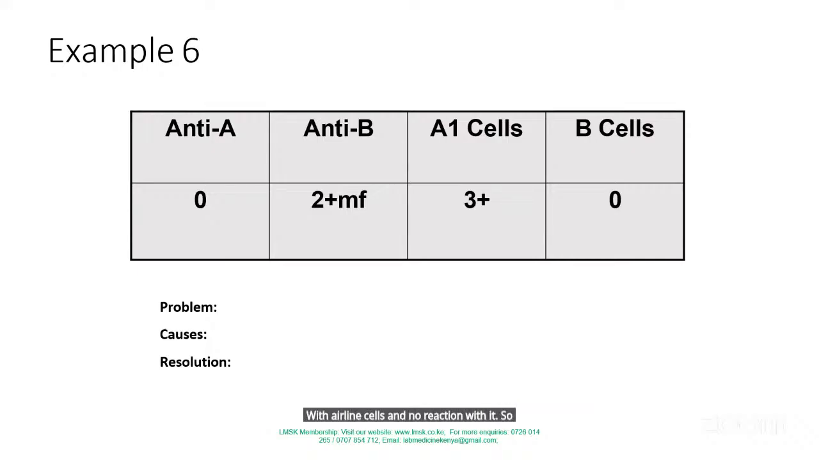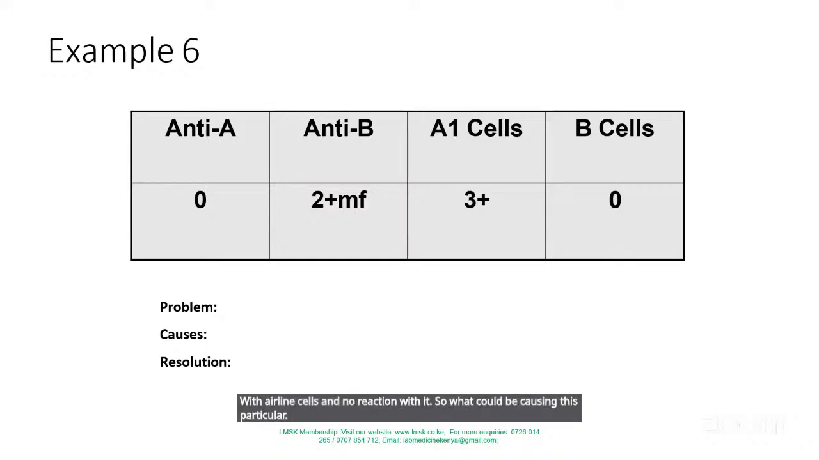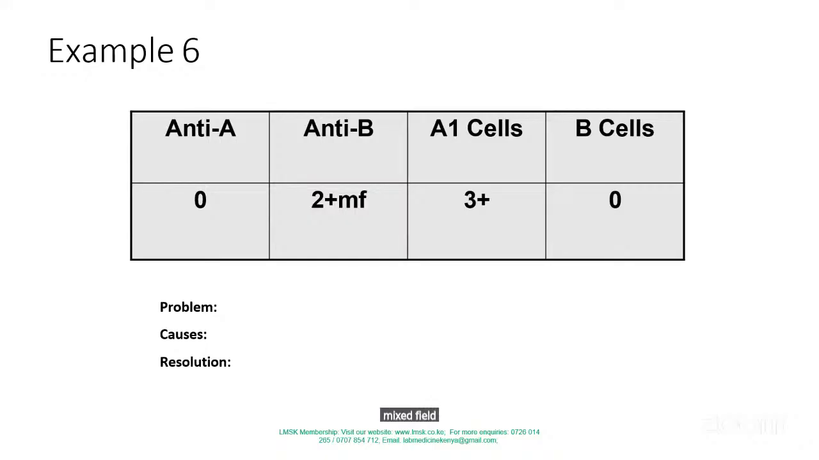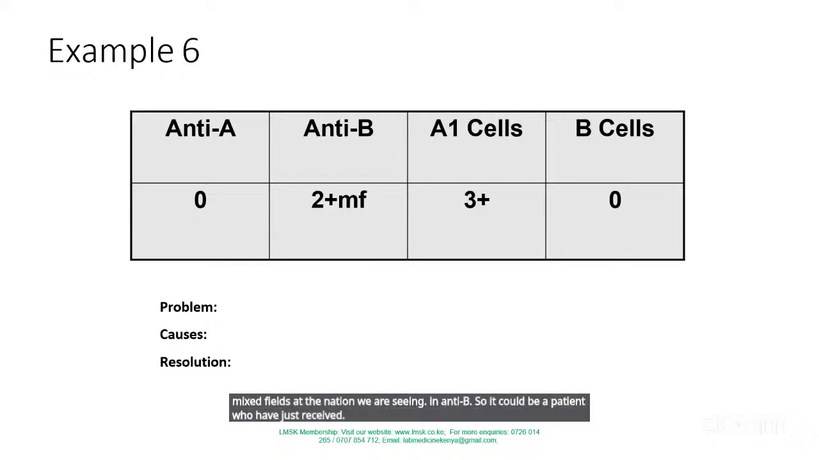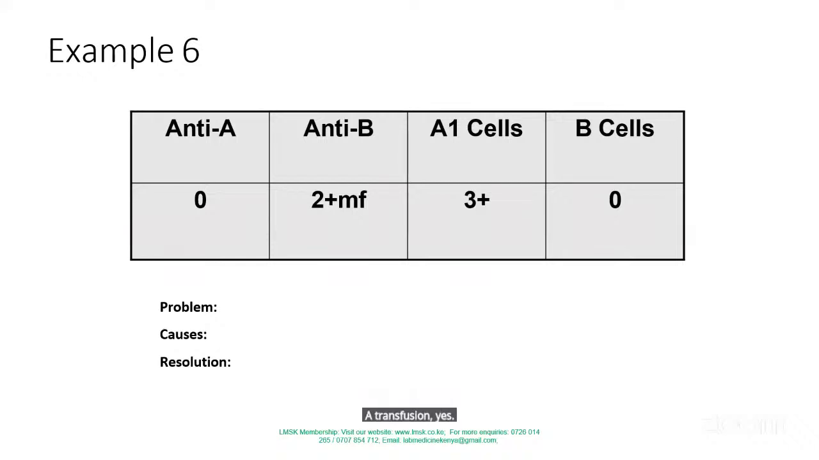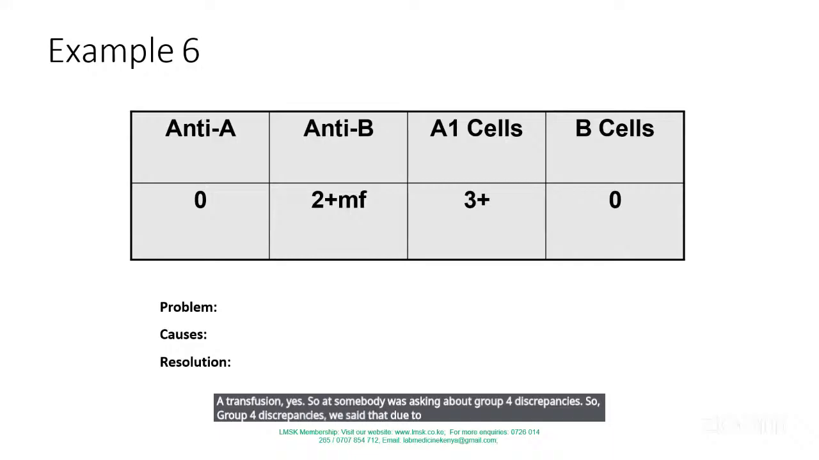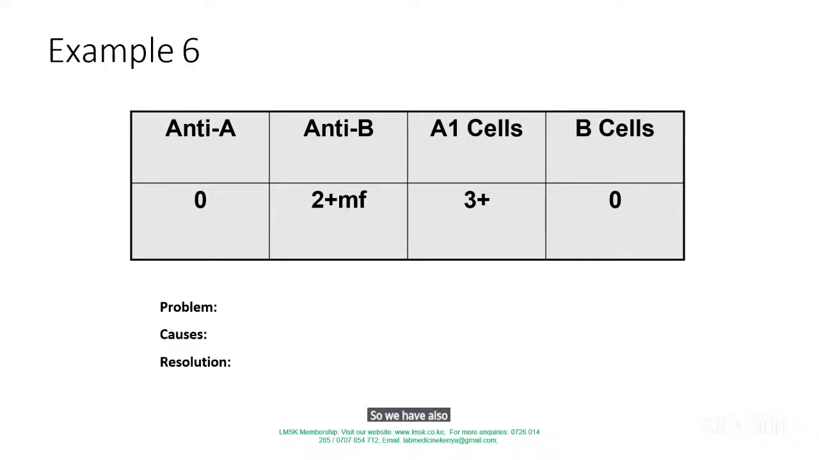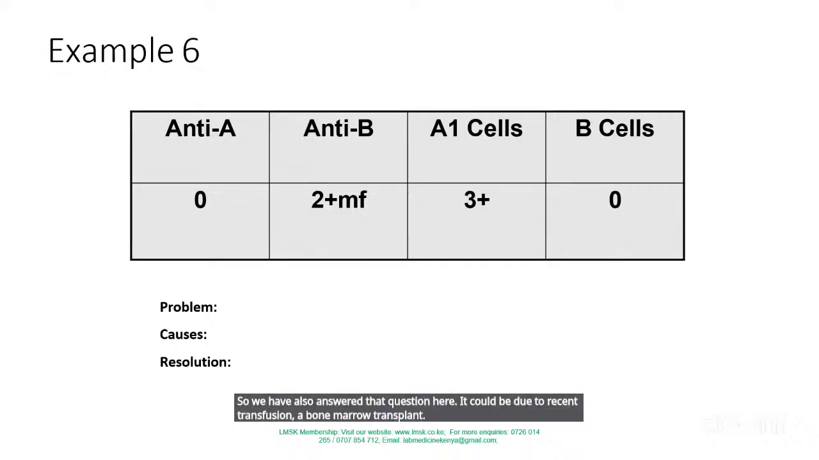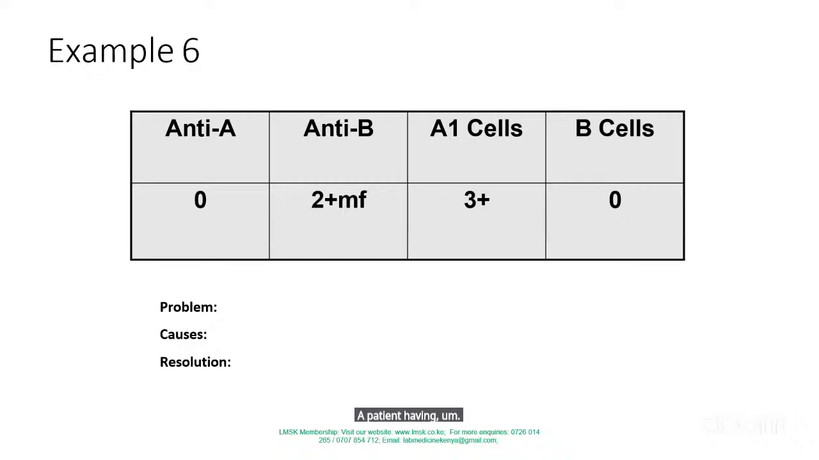So what could be causing this particular mixed field agglutination we are seeing in anti-B? It could be a patient who has just received a transfusion. Yes, so somebody was asking about group 4 discrepancies. Group 4 discrepancies, we said, are due to miscellaneous causes, so we have also answered that question here. It could be due to recent transfusion, a bone marrow transplant, a patient having cold autoantibodies or cold alloantibodies. Those are the group 4 discrepancies.